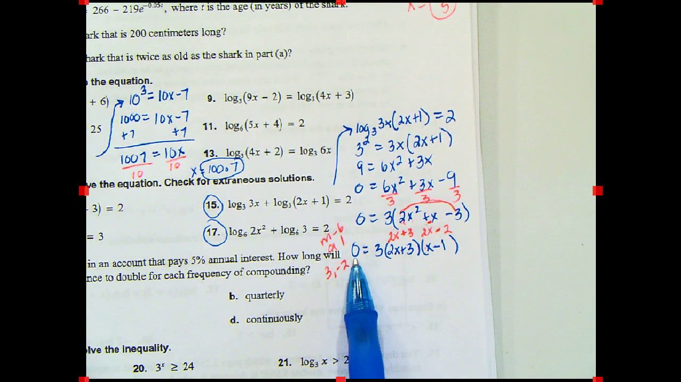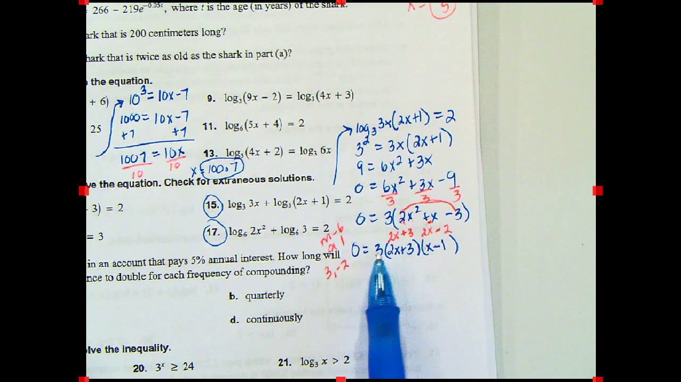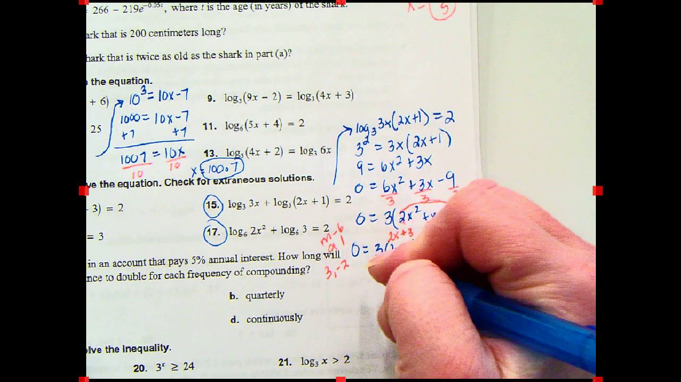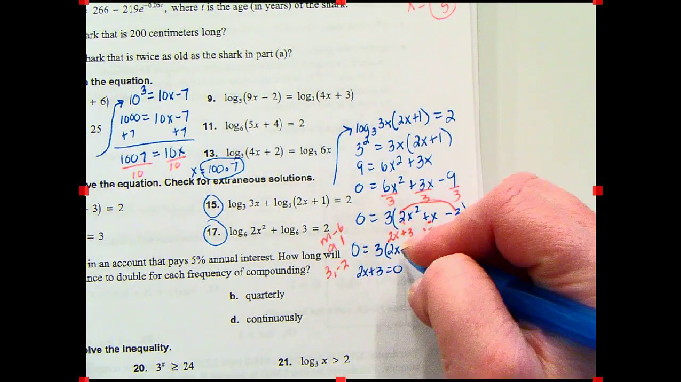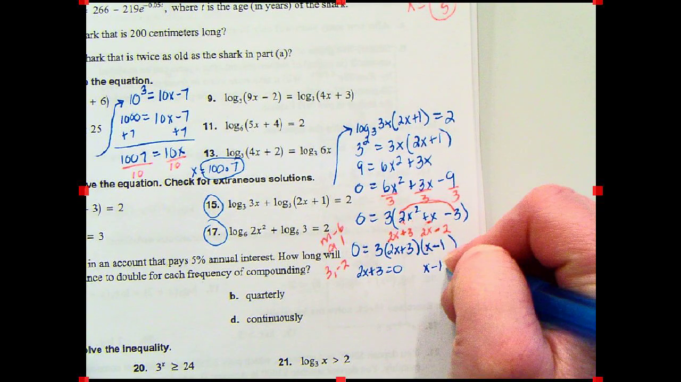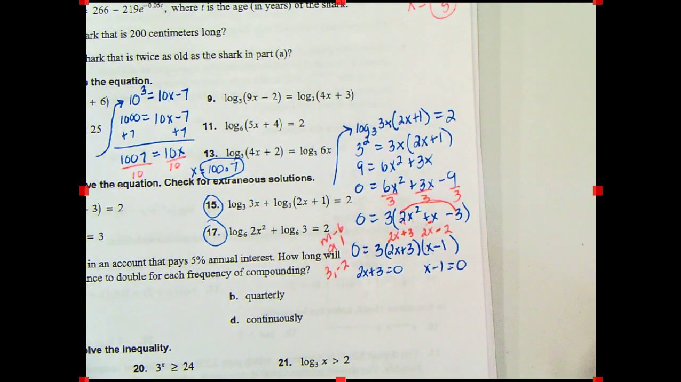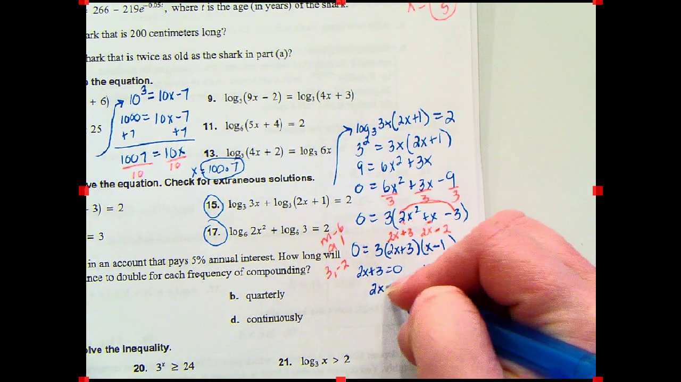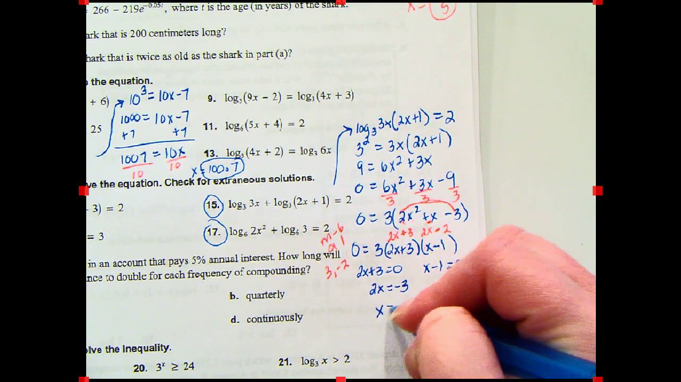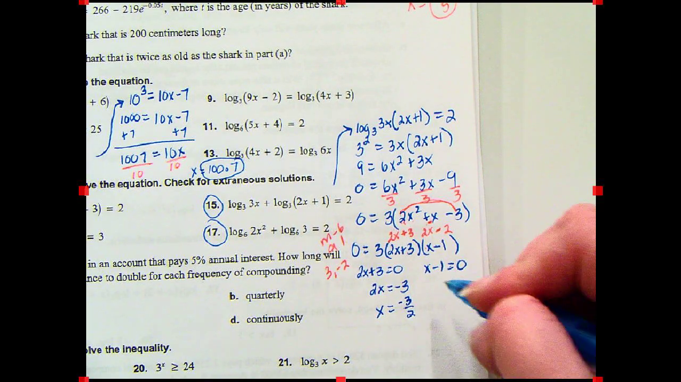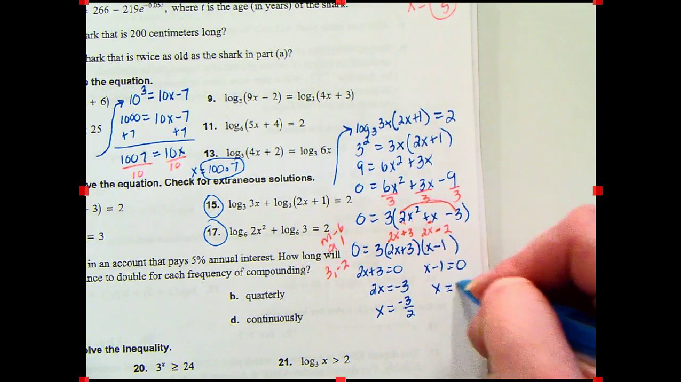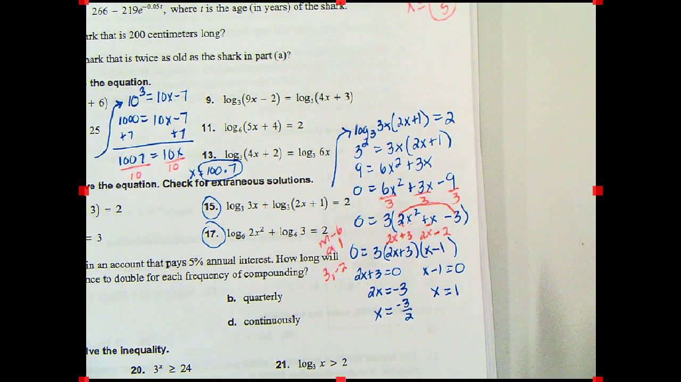So the idea: if 0 is equal to 3 times a number, clearly 3 is irrelevant because 0 doesn't equal 3. That's not true. But the 2x plus 3, we would set equal to 0 and solve. That could be a 0. Or the x minus 1, we set equal to 0 and solve. So I'm going to subtract the 3 over, divide by 2. I get negative 3 halves as a potential answer. Add the 1 over, I get x equals 1 as a potential answer.